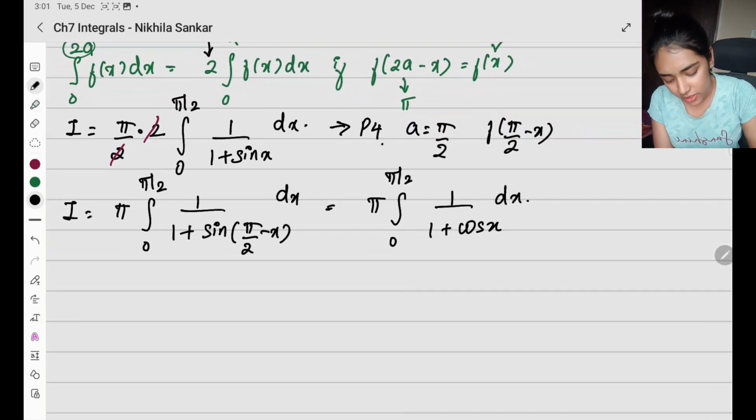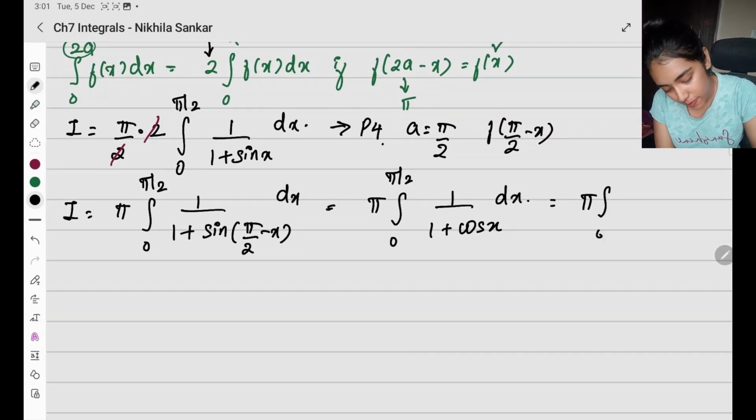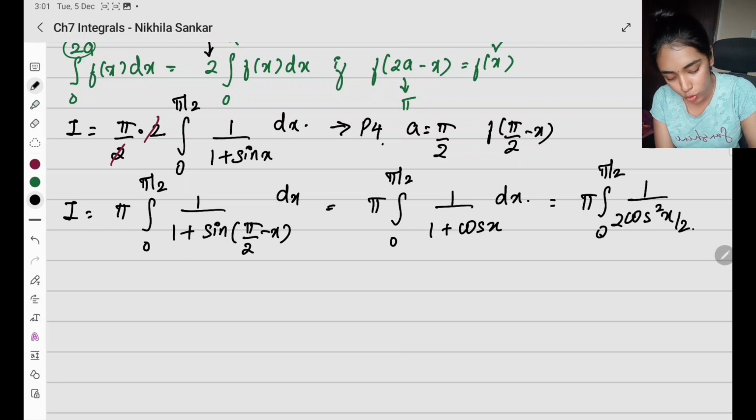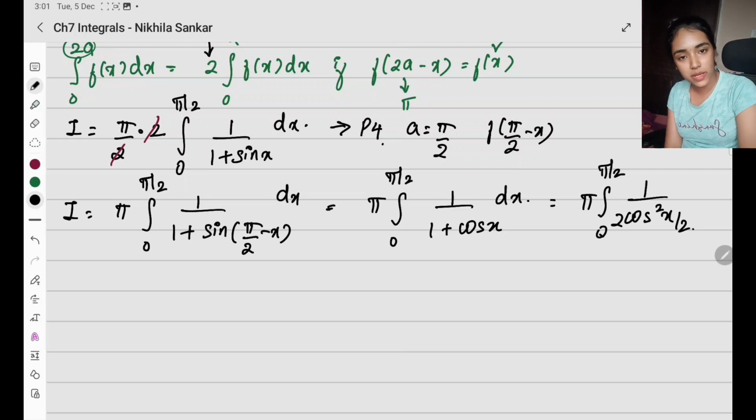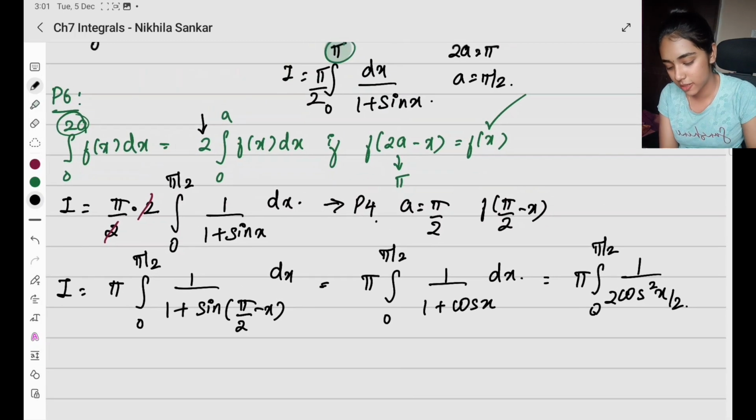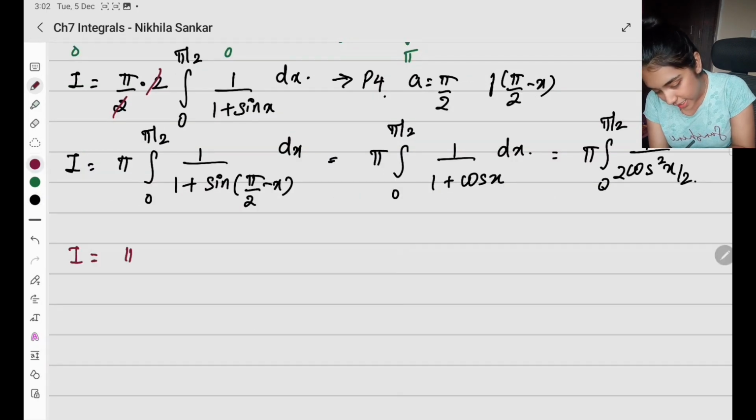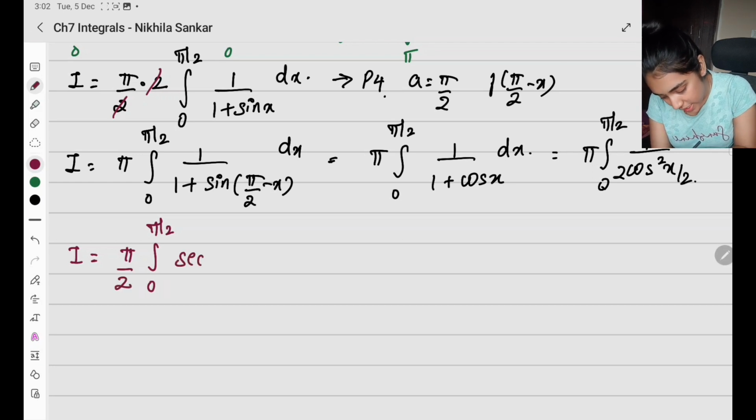Okay. Here I can write 1 plus cos x. 1 divided by 1 plus cos x is nothing but 1 divided by 2 cos square x by 2. Cos square x is 1 plus cos 2x divided by 2, so 1 plus cos x is 2 cos square x by 2. Now how does my integral look like? I equals pi times 0 to pi by 2. I can take the 1 by 2 outside. 1 divided by cos square x by 2 is nothing but secant square x by 2 times dx.